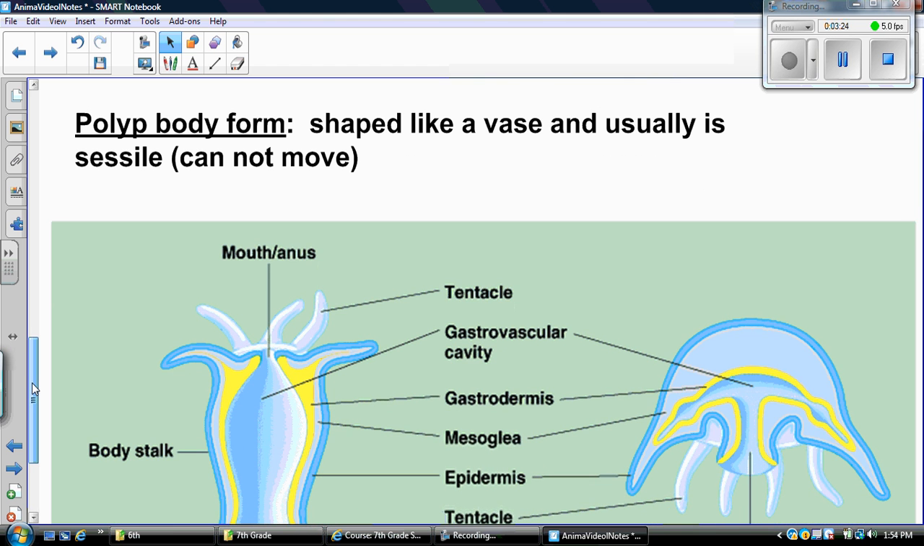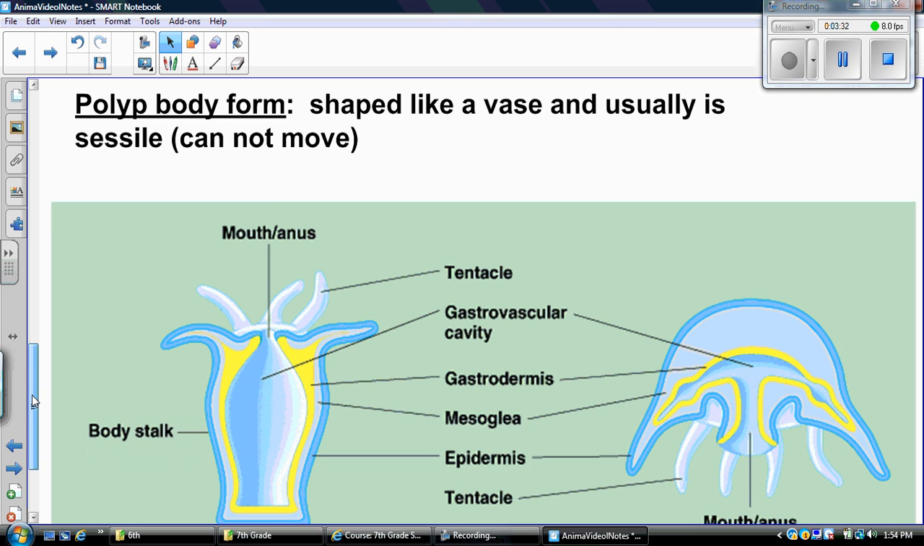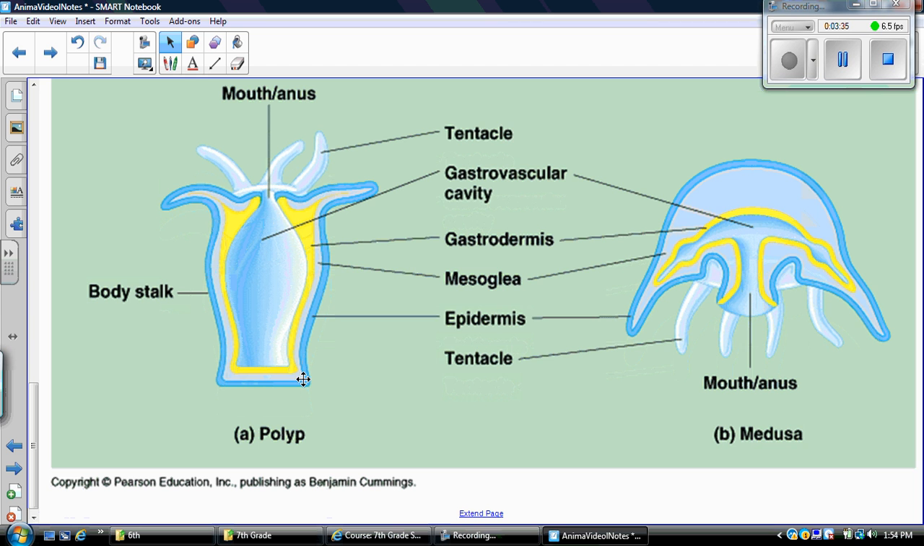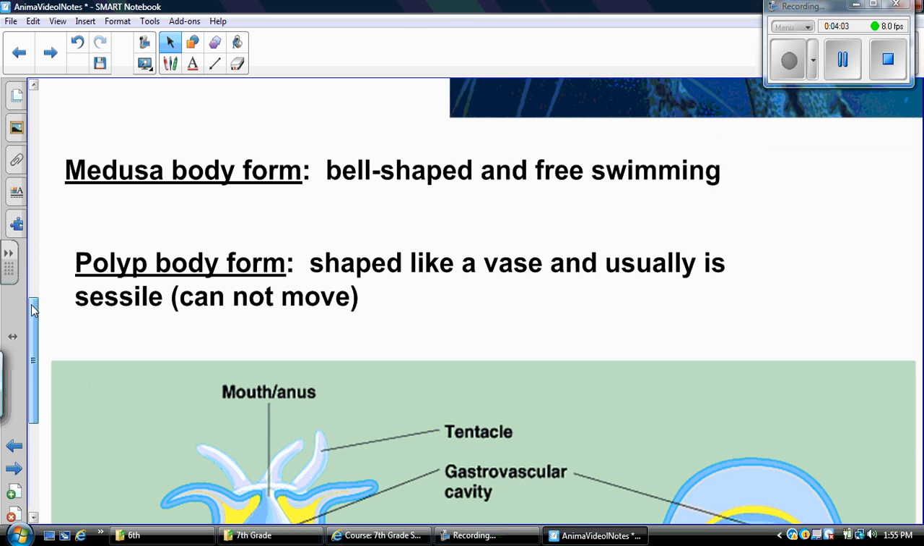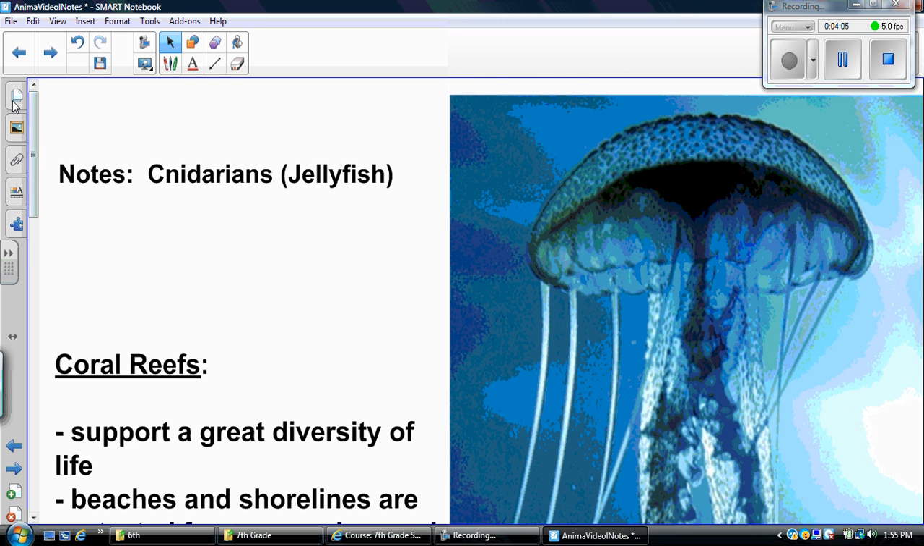The polyp body form, so jellyfish have a different life cycle. They don't always move around. The polyp body form is shaped like a vase, and it's usually sessile. They cannot move. So they start out attached to the ocean floor, and they could be attached to coral reefs as well. And over time, as they grow, they go from a polyp form to the medusa form where they're free swimming. The jellyfish's mouth and anus are the same, so very similar to the sponge. Nutrients go in and waste goes out through the same opening. Okay, so those are Cnidarians.